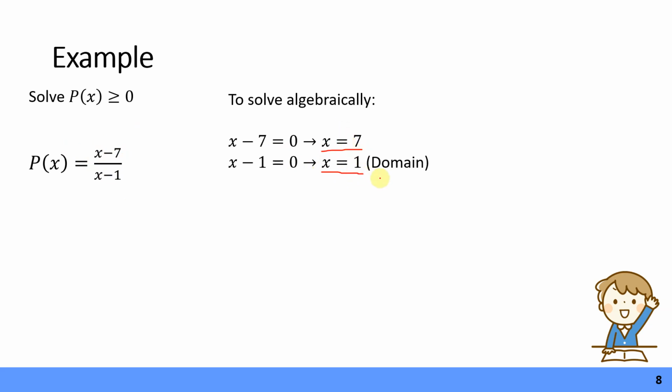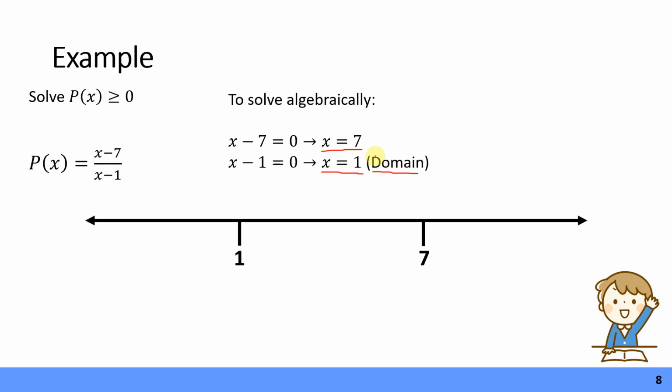And when I'm doing this algebraically, I always like to put a little note that, hey, this is your domain. So obviously this one's going to go in parentheses. Okay. The next step is to put these numbers on a number line in order. So the 1 comes first and then the 7. And then I create my intervals and then I test points, right? We've done this before with polynomial inequalities. So I'm not going to go very much in depth into it, but it's the same thing.